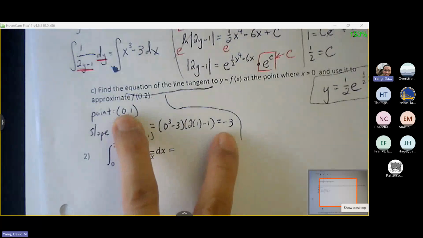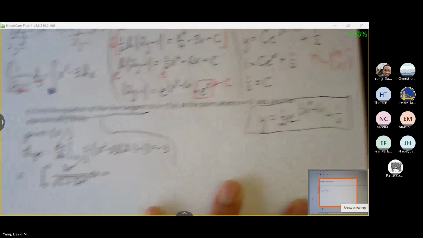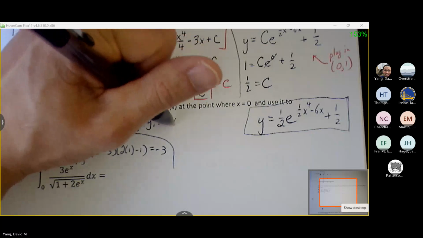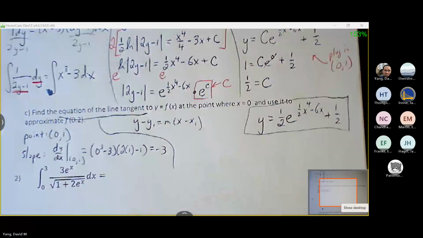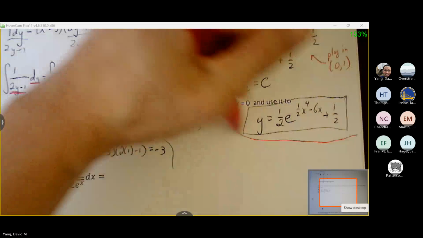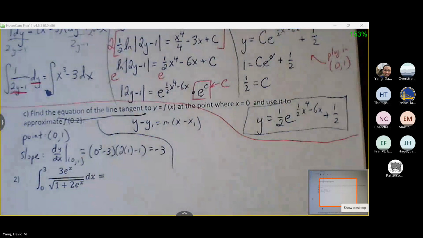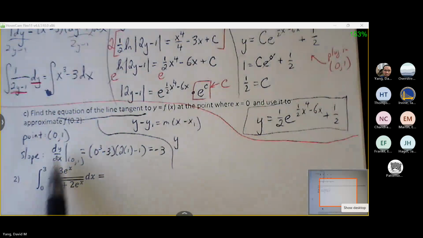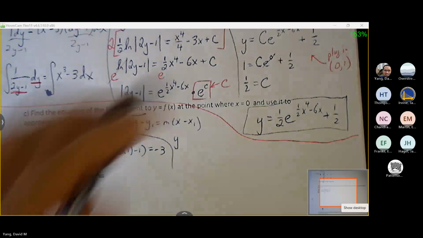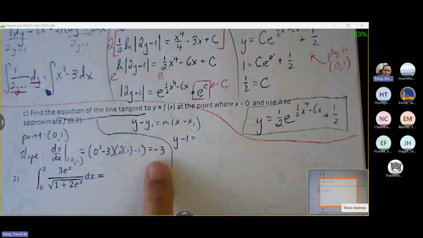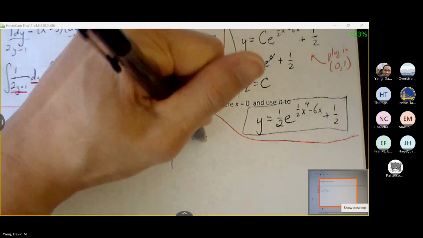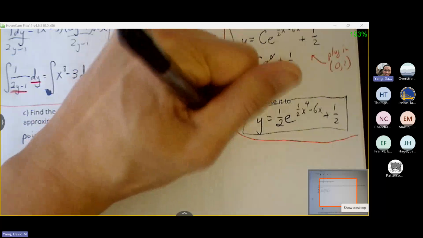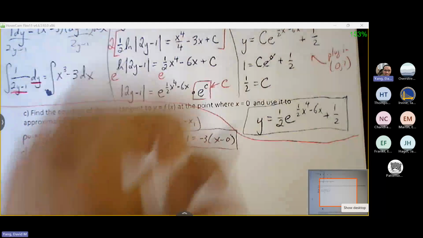So we have our ordered pair and our slope. Now put it into point slope form. y minus 1 is equal to m times x minus x of 1, so x minus 0. Okay, so this is my tangent line equation.